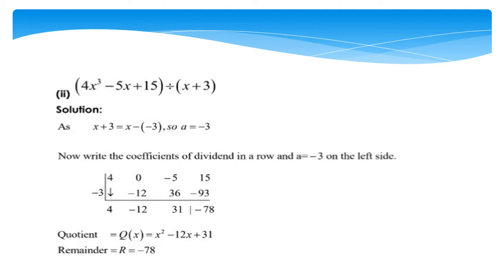The other values are 31, minus 12 and 4. 31 is x power 0, minus 12 is x power 1, and 4 is the coefficient of x square. So 4x square minus 12x plus 31 is the quotient.